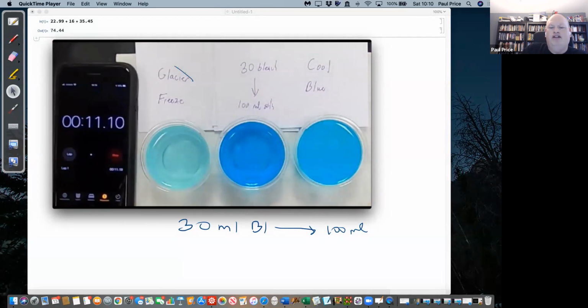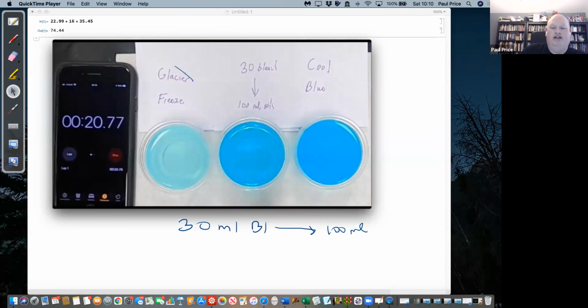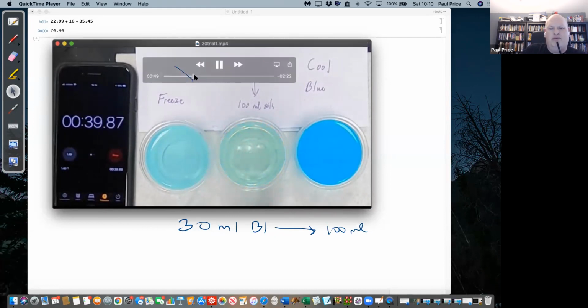If you watch, you'll see very quickly that the blue food coloring starts to fade. In 30 mL of bleach, it actually fades pretty quickly. This one's quick enough that we can probably watch it in real time. You can see it fade and fade and fade. Eventually the color will go back to the original solution of the bleach. It takes about 50 seconds if I remember this run, maybe a little less.